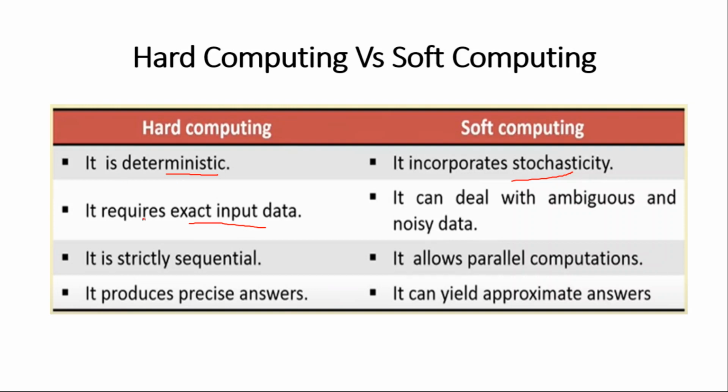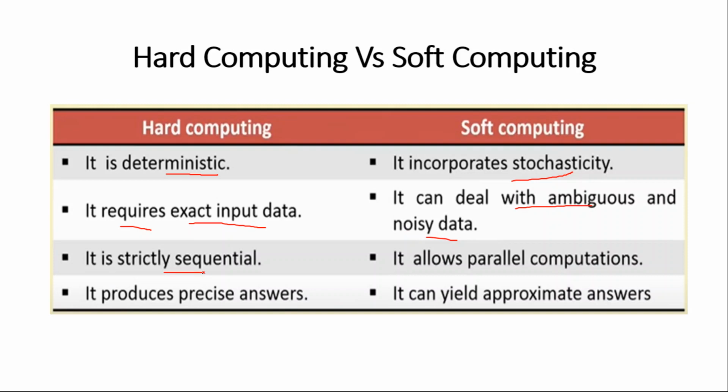If any of the input is missing, then hard computing cannot work. Okay, say for example, you want to find the area of a circle, then you need the radius. Without the radius you cannot find it, right? So that is actually an example of hard computing. Whereas in soft computing, it can deal with ambiguous and noisy data. It does not need all input to be accurate. Some input may not be accurate also, but still it can work.